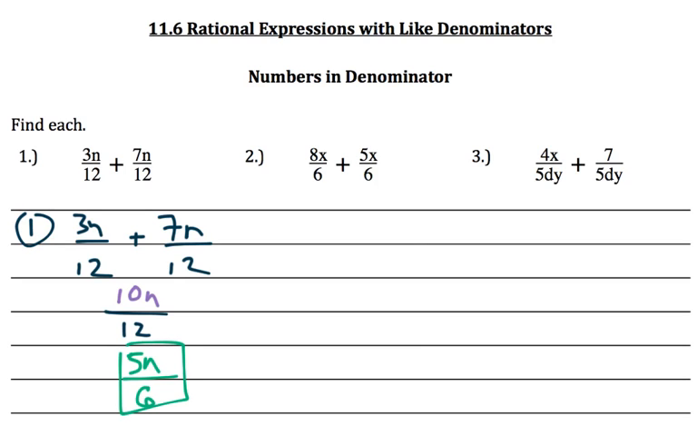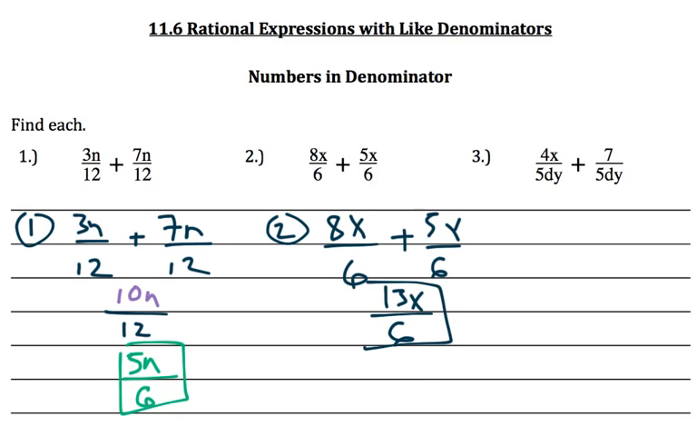That's all you have to do for this first problem and sets of problems. So I have 8x over 6 plus 5x over 6. They both have the same denominator, so I can add 8 and 5 to get 13x. The greatest common factor of 13 and 6 is 1, so I'm simplified there. 13 is a prime number. Do problem 3 on your own, and compare it with me in just a moment.